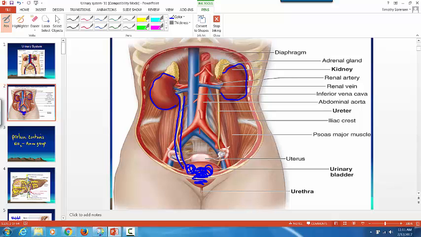So the reason the right kidney is lower than left is because you've got your liver in the right upper quadrant of your abdomen. That causes the right kidney to be slightly lower than left, and it's actually a little bit smaller than the left.